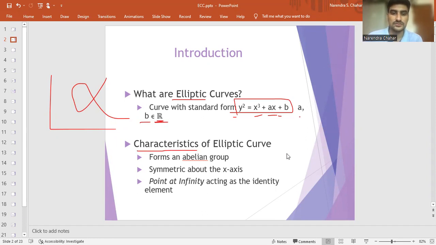It forms an abelian group and it is symmetric about the x-axis. The point of infinity acts as the identity element. Is there any point of infinity? Just like this curve is going somewhere here, so this is going to infinity. This acts as the identity element, like it's parallel to the axis or just a straight line, or we can say it in another manner.